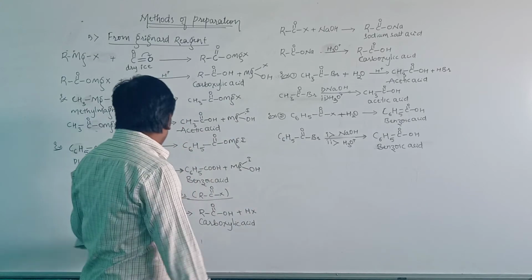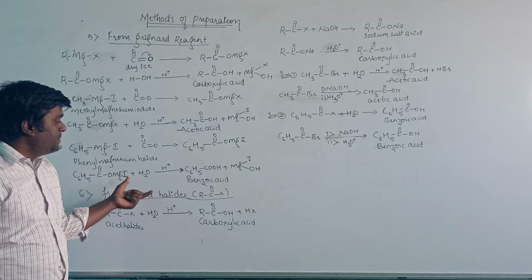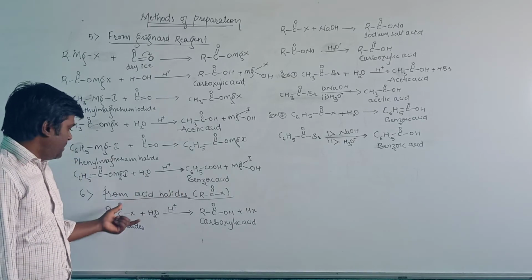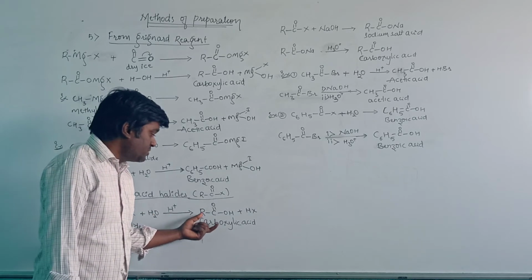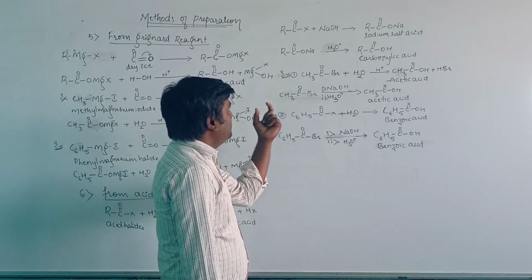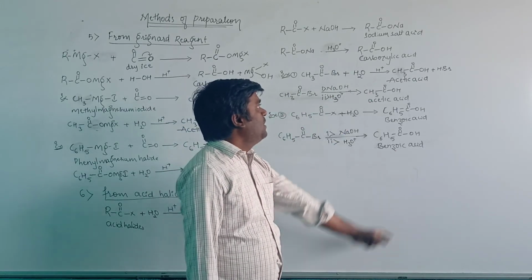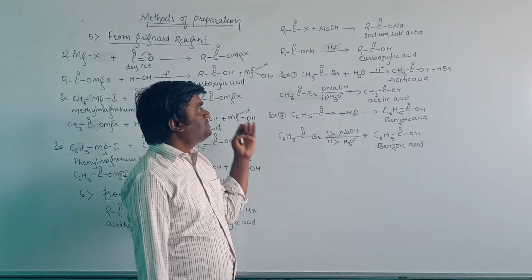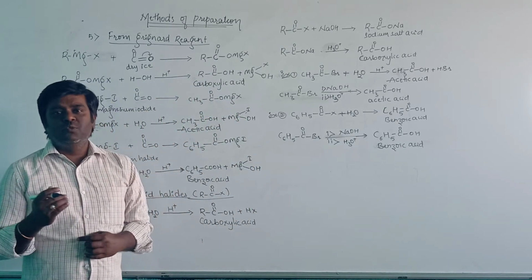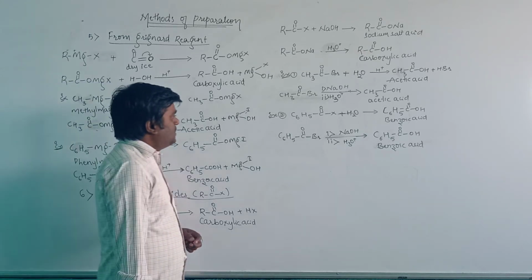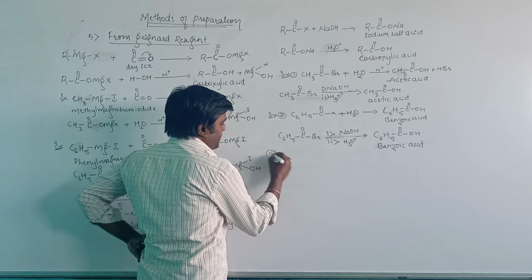This is about the sixth method, that is from acid halides we can prepare the carboxylic acid by treating with water, that is acid hydrolysis, which will produce the carboxylic acid. Or we can treat with sodium hydroxide or potassium hydroxide to give the sodium salt of the carboxylic acid, which on further acidification produces the respective carboxylic acid. Then let us take the seventh method.